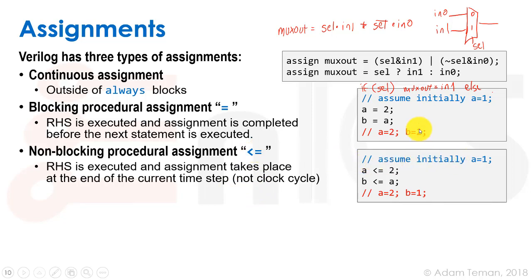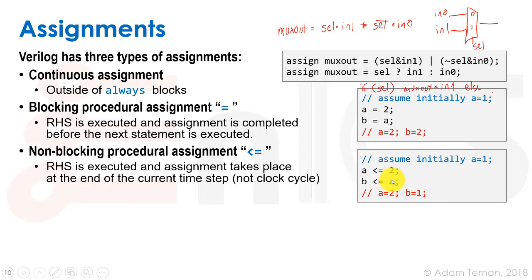So what happens is we take the same exact code, right? Initially A equals 1, and then we have this non-blocking assignment. And what happens is A gets 2. When does it get 2? Only at the end of the current time step. B gets A. When does that happen? Only at the end of the current time step.